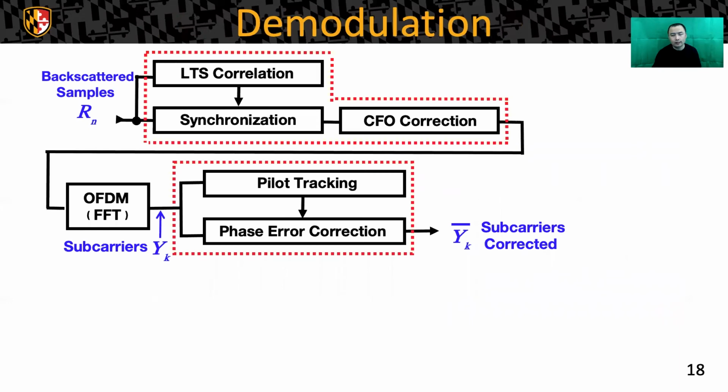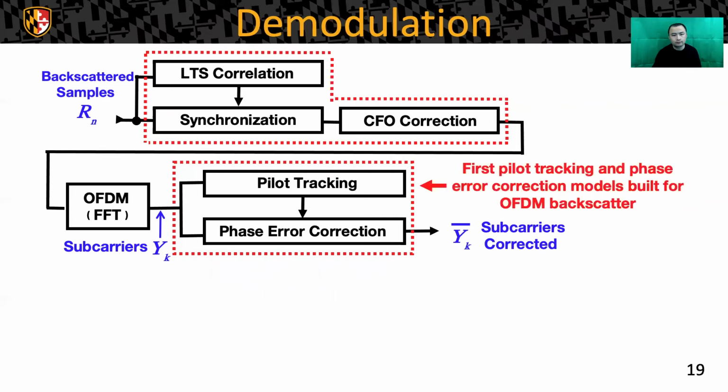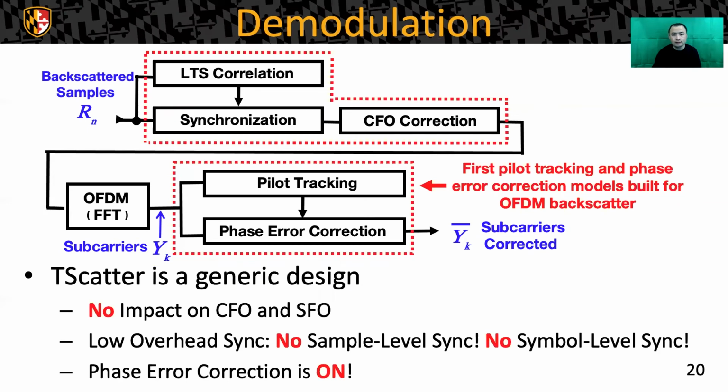The objective of TScatter's demodulation is to decode the tag data on OFDM sample subcarriers. To achieve this objective, we need to understand how the OFDM receivers convert the backscatter samples to the subcarriers. To do so, we divide the workflow of an OFDM receiver into 3 parts and build a model for each part. Especially, TScatter is the first work that builds the pilot tracking and phase error correction models for OFDM backscatter. If more details are needed, please refer to our paper. Since we consider the impact of phase error correction, TScatter is a more generic design.